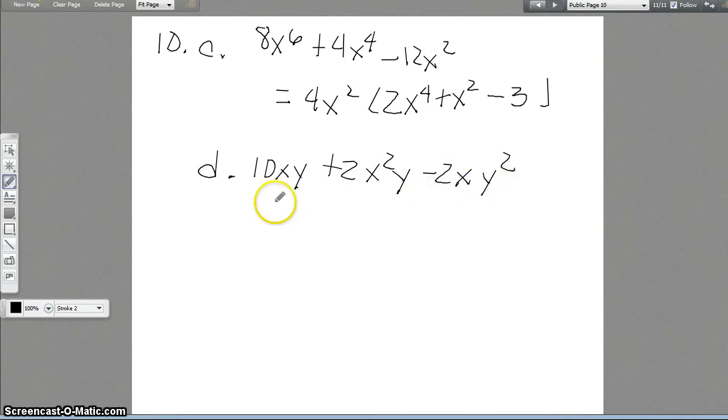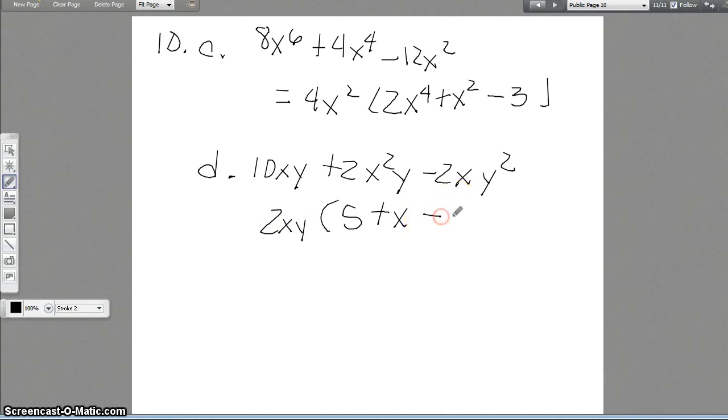Okay, starting over on part D, what we have is 10xy plus 2x squared y minus 2xy squared. And our common term is 2xy. What do we multiply by 2xy to get 10xy? That would be 5. What do we multiply by 2xy to get 2x squared y? That would be just an x. What do I multiply by 2xy to get negative 2xy squared?